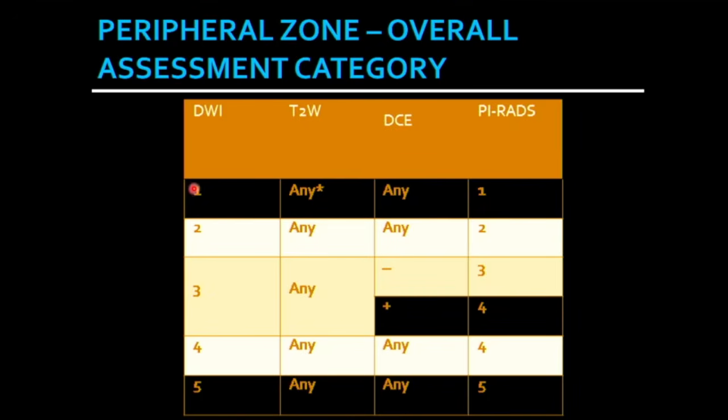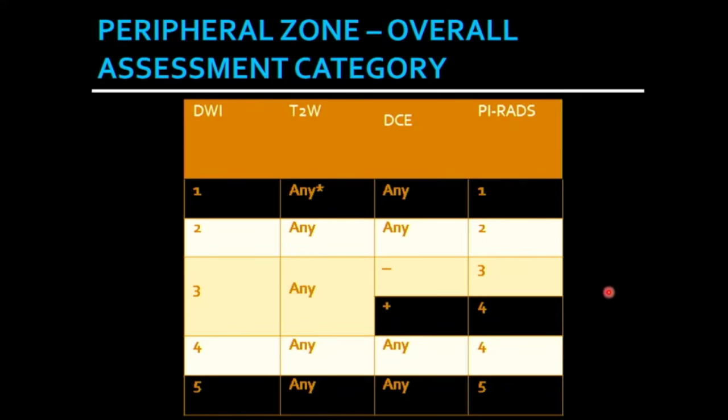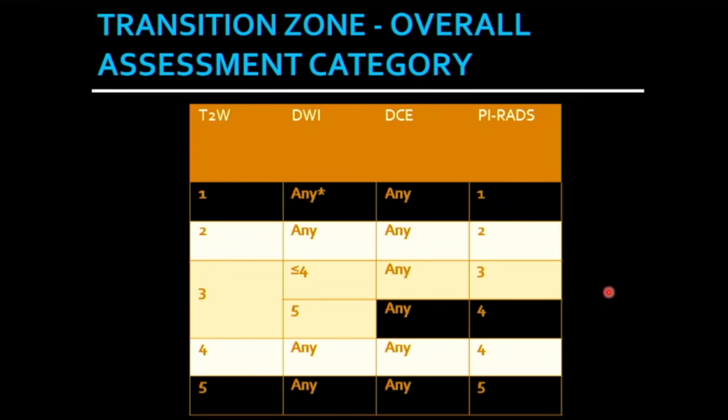Based on DWI, you grade the lesion into PI-RADS 1, 2, 3, 4 or 5. It does not matter what the finding is on T2 weighted or dynamic contrast imaging for 1 and 2. But in 3, if the lesion shows positive enhancement, then that lesion is upstaged to 4. Again, in 4 and 5, it does not matter what the finding is on T2 weighted or DCE images. Whereas in the transition zone, you must remember, in the peripheral zone DWI plays the seminal role, and in the transition zone T2 weighted images play the seminal role.